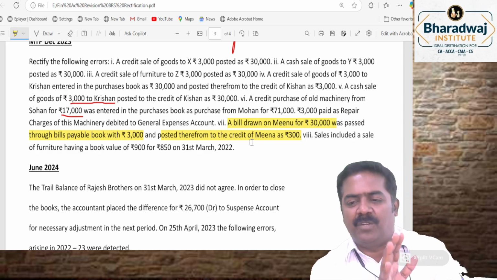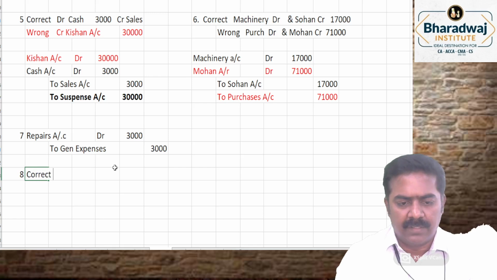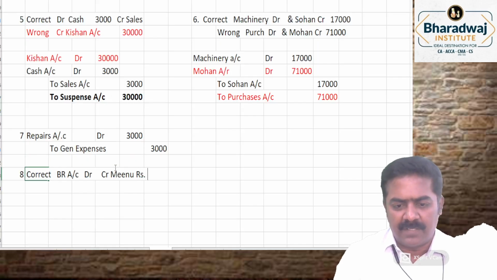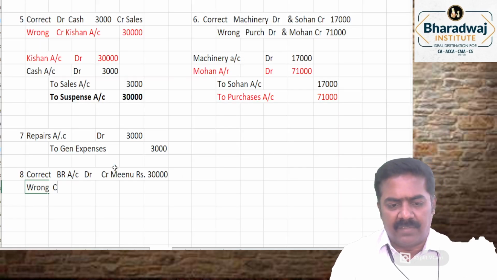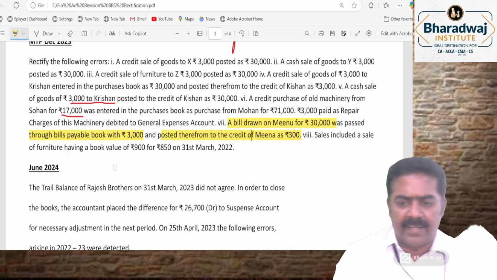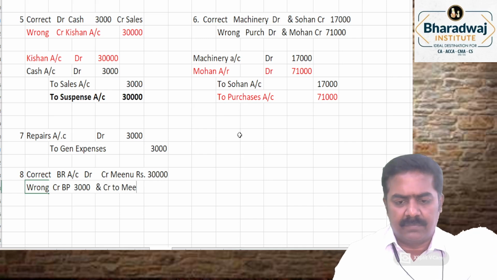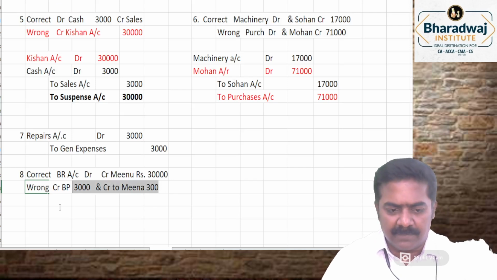Bill drawn from Meenu for 30,000. What is the correct treatment? Bills receivable account debit and credit which one? Meenu. How much rupees? 30,000. Then, what is the wrong treatment they have done? They have credited bills payable 3,000 and posted in the credit of Meena. Credit of Meena is 300. Meenu is different, Meena is different.